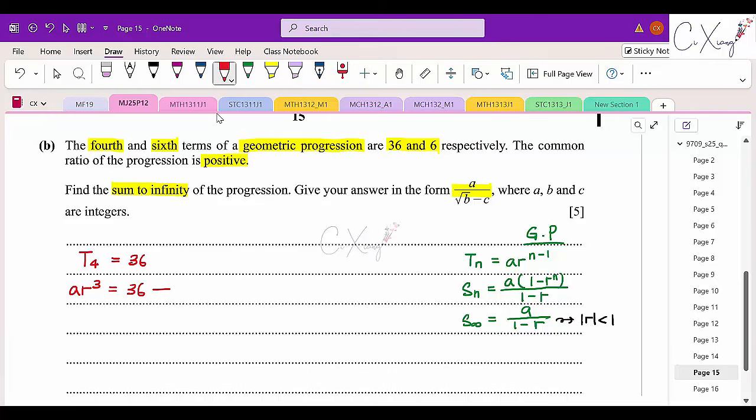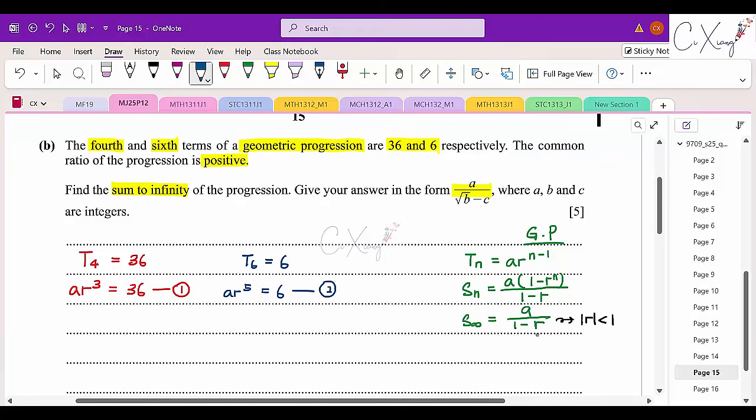Then maybe I make this one the first equation. And now for the second information, they say sixth term. So T6, what's the value for T6 here? It is equal to 6. Write out the formula for T6, it should be ar^5 equals 6. And this is my second equation. To find the sum to infinity, if you have a look here, definitely I need the value for a and also r. So we try to solve these equations simultaneously to get the value for a and also r. And how can we solve it?